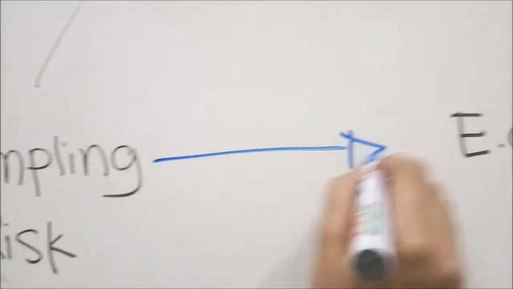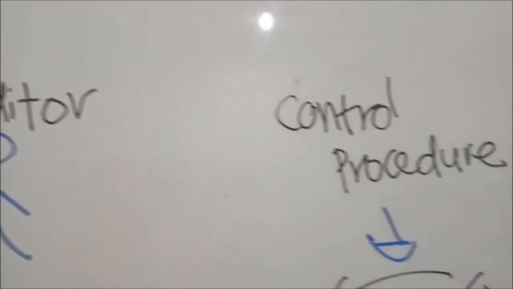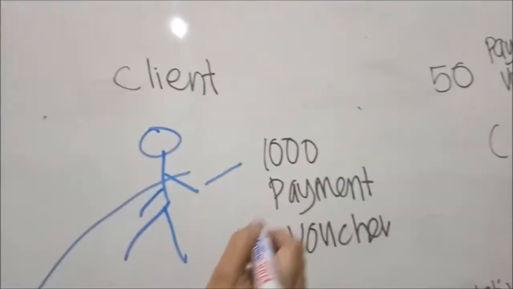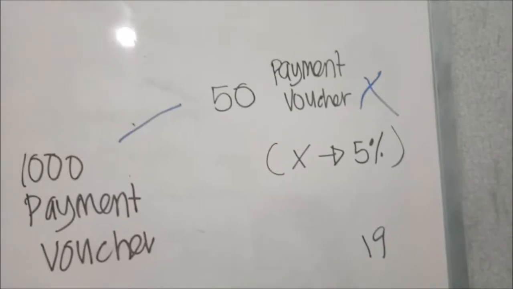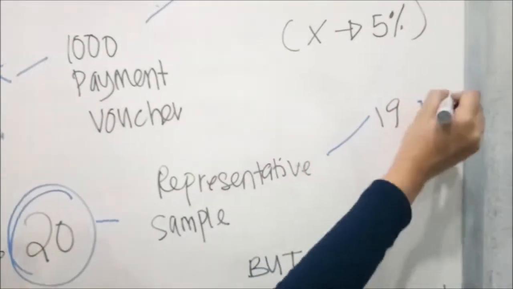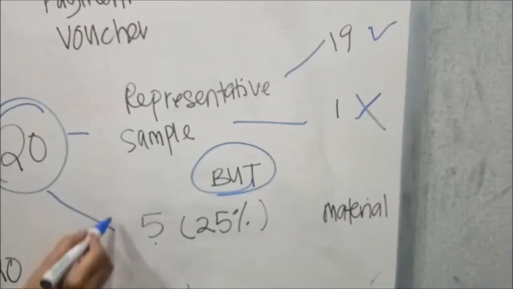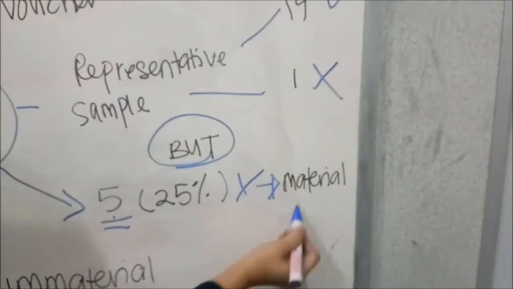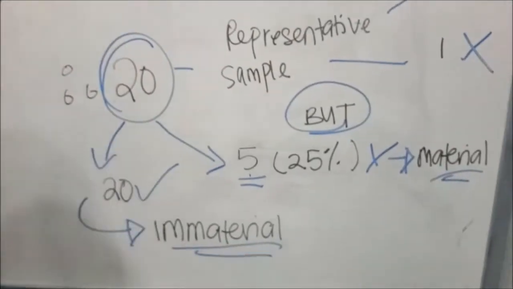For example, auditor testing on control procedures for the payment cycle. Suppose auditors know the client has 1,000 payment vouchers during the year and 50 of those payment vouchers are not properly approved, which is 5%. Therefore, if 20 representative samples are selected, they should contain 19 samples correctly approved and 1 not properly approved, but sometimes from 20 samples, maybe 5 samples were not properly approved, which is 25%, considered material, or maybe all the samples are properly approved, which is considered immaterial at all.